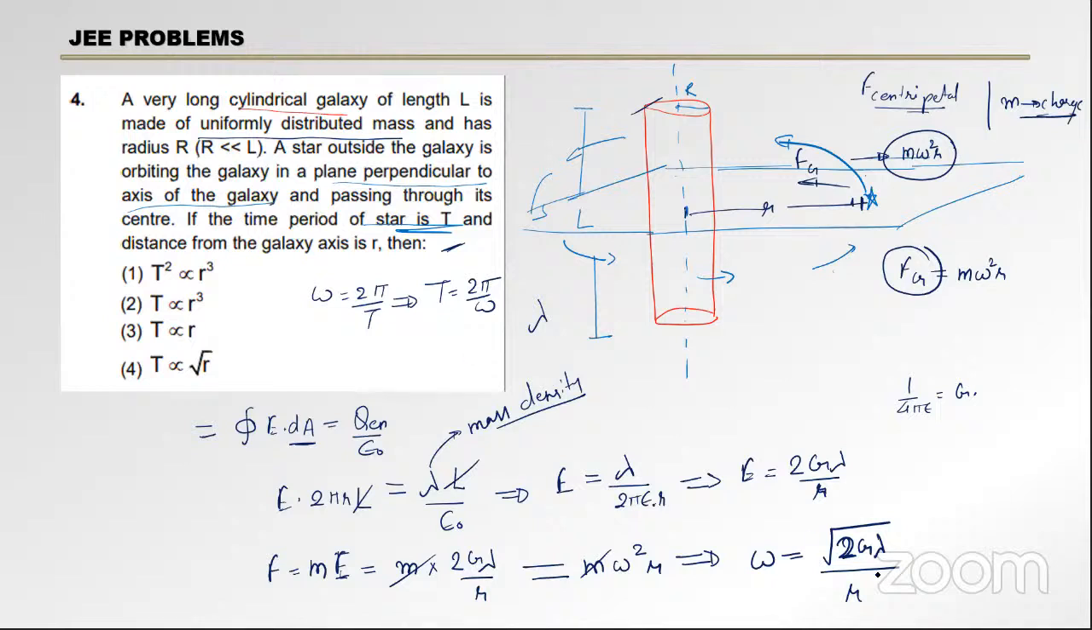नहीं, ऐसा क्यों लिखना है? ओमेगा की जगह रखते हैं. We'll write in place of omega, 2 pi by T is equal to under root 2g lambda by r. So from here I can directly say T is directly proportional to r. Either you take the reciprocal. बोलो, ये चीज़ समझ में आया? Have you understood this thing? Option 3 is correct.